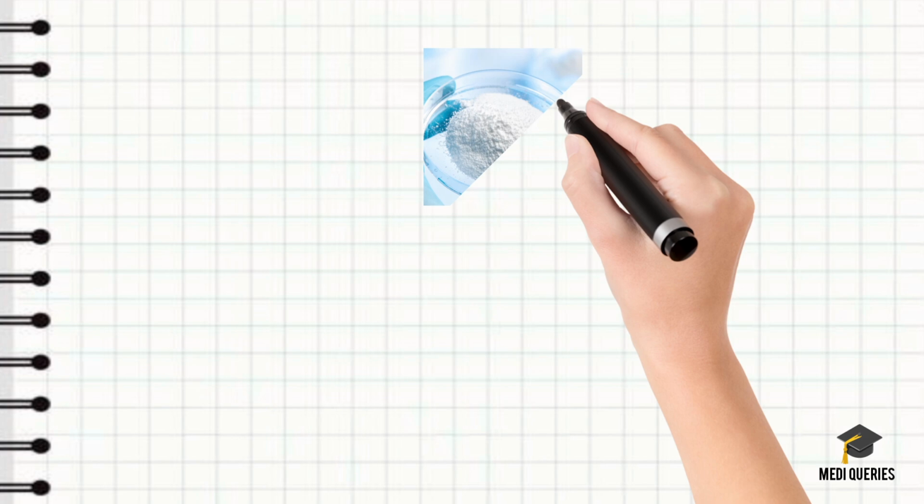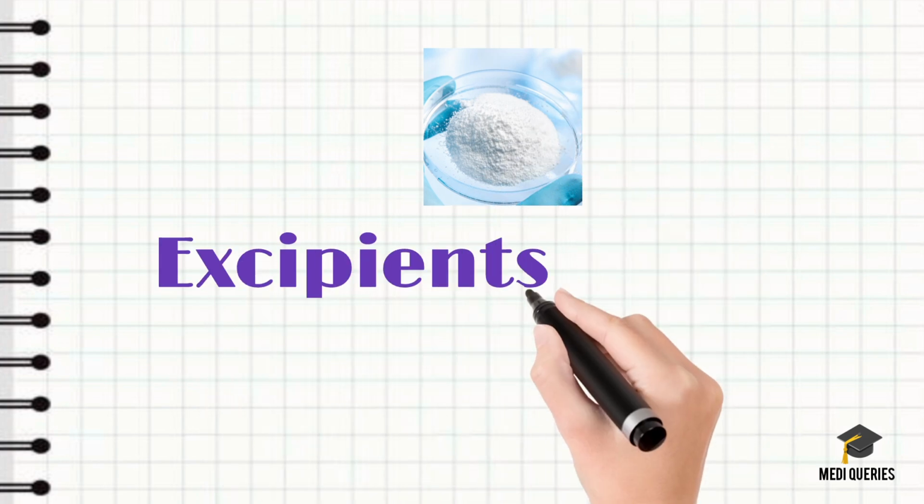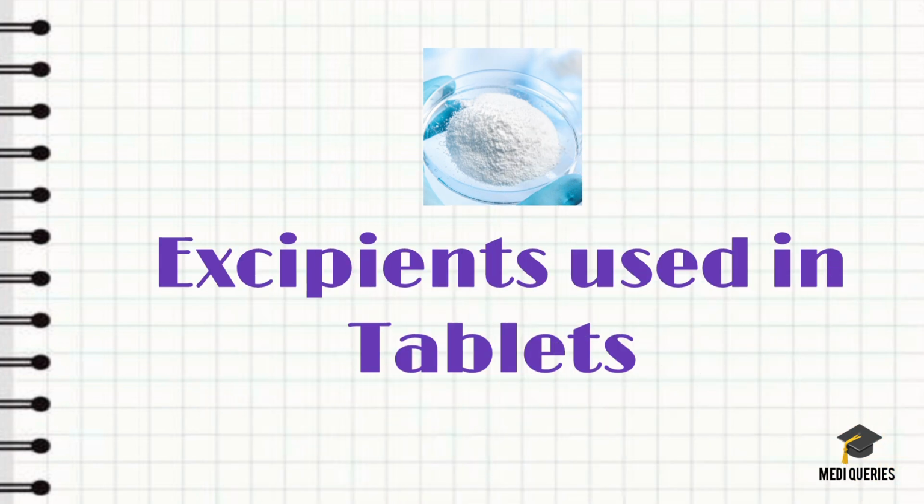When we think of the tablet, we often focus only on the active pharmaceutical ingredient, that is API. But did you know that the API usually makes up only a small fraction of the tablet weight? The rest is made of excipients.